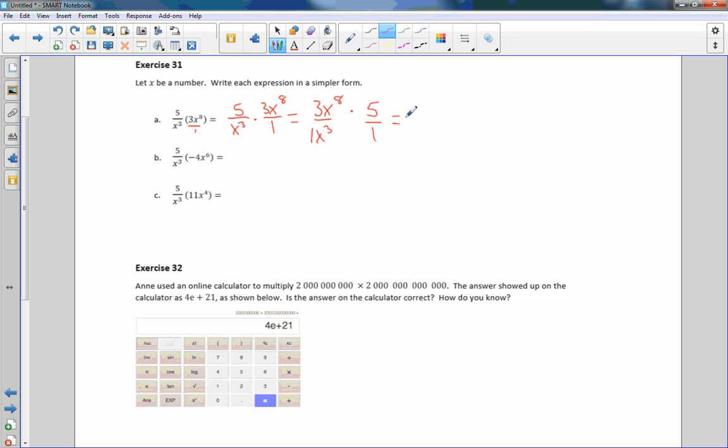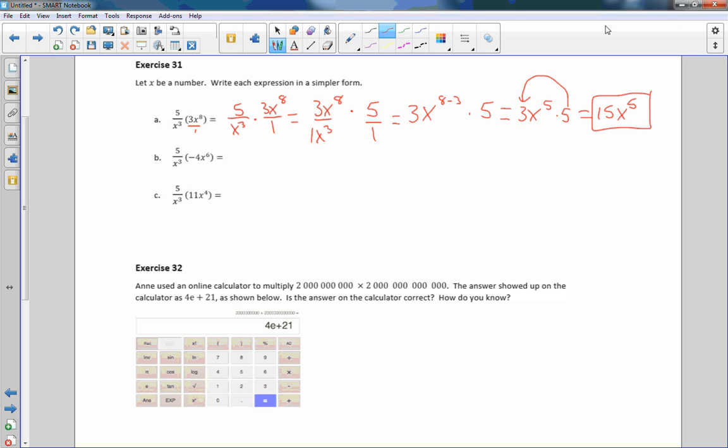3 divided by 1 is 3. I have a base of x, and I have 8 minus 3, and that is going to be multiplied by 5, or just simply 5 over 1. Now I'm going to simplify that further, and that's going to be 3x. 8 minus 3 is 5, and I multiply that by that 5 again. And finally, I can multiply this 3 and 5 and get 15x to the 5th. And that is my final answer.